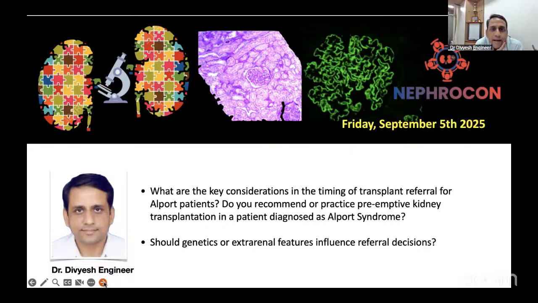So these are the factors, and if the patient has a sensorineural hearing deficit, that is also one of the risk factors for faster progression. So if the patient has these features, then they should ideally be under the very early care of the nephrologist, so we can intervene very early with the available conservative therapy.